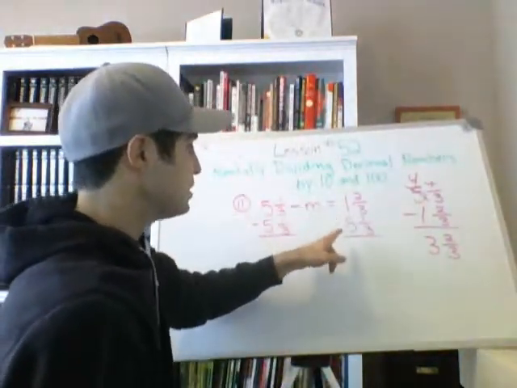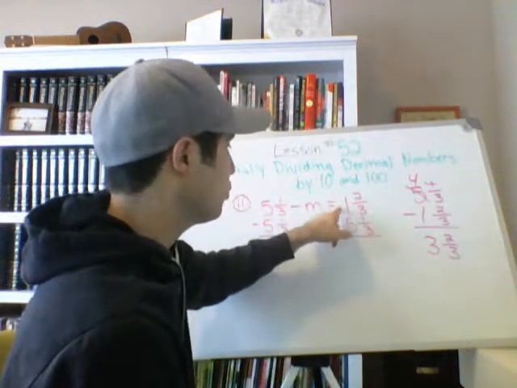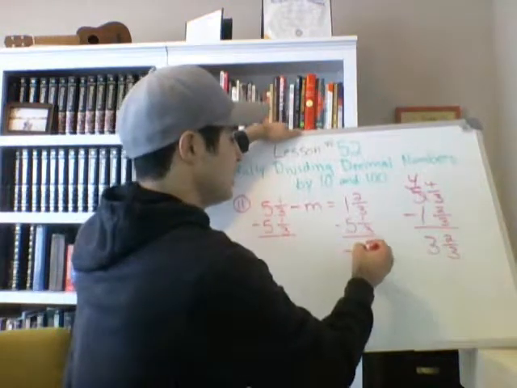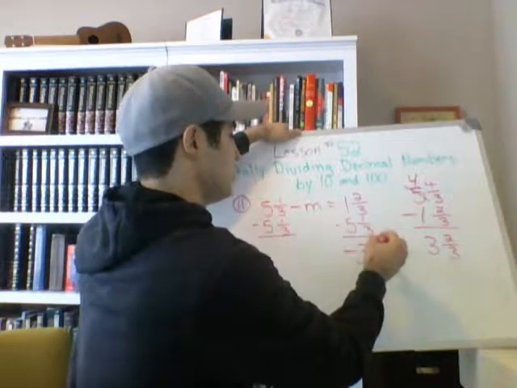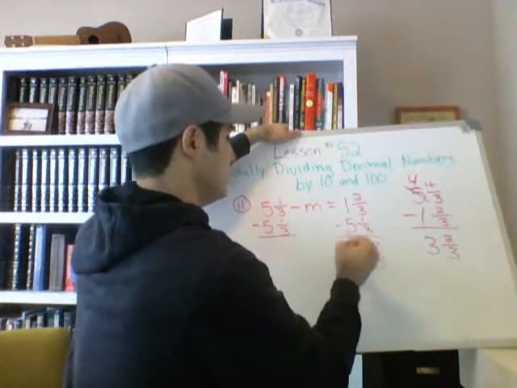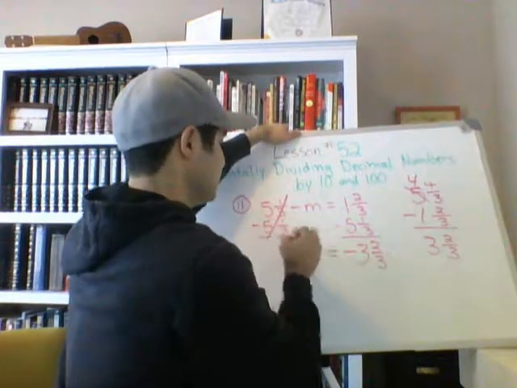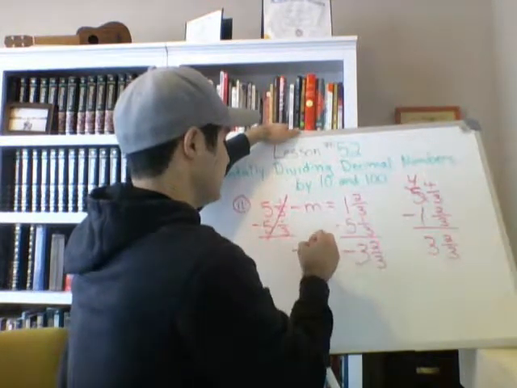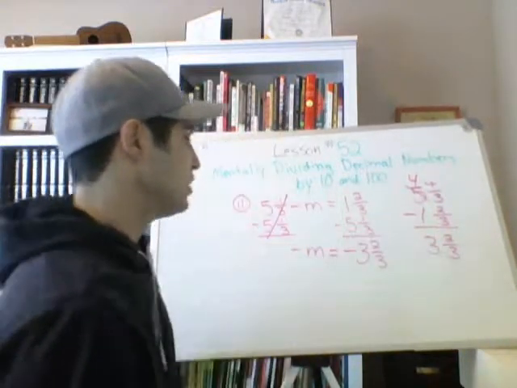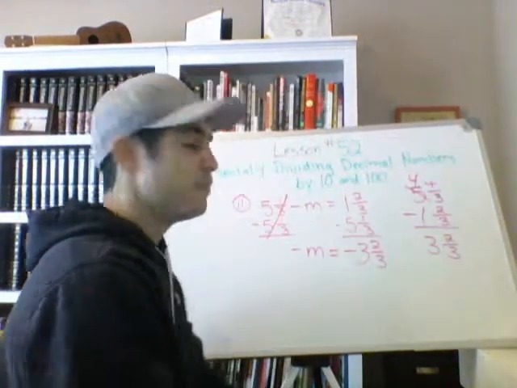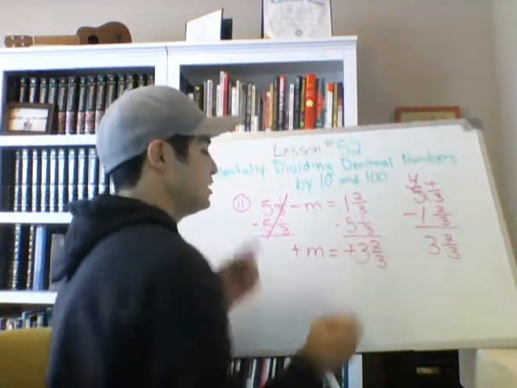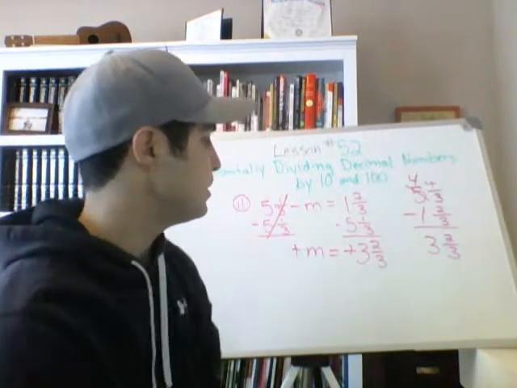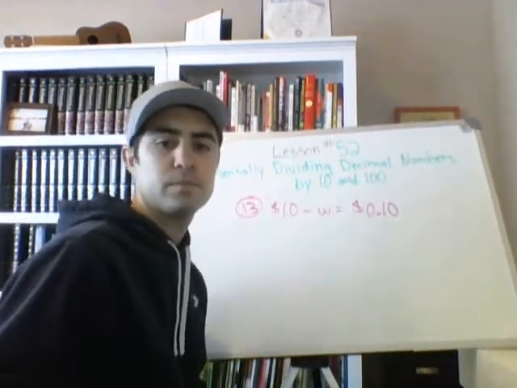So, since I'm subtracting 5 and 1/3 from 1 and 2/3, that means you're going to have a negative 3 and 2/3 equal to, since this cancels out, all we have left is a negative m. Alright, in algebra, if you multiply both sides by -1, that'll make this positive and this positive. So your answer is going to be m equals 3 and 2/3.